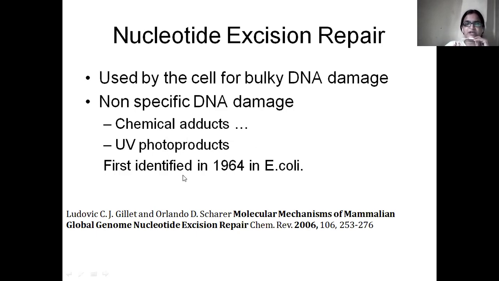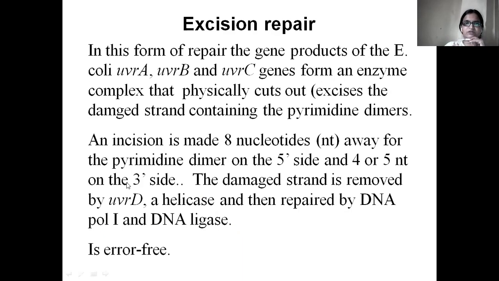photo products, and this was first identified in 1964 in E. coli, and these are the scientists who have worked on this. And in this excision repair, gene products of E. coli, that is UvrA, UvrB, and UvrC, form an enzyme complex that physically cuts out, excises the damaged strand containing the pyrimidine dimers.